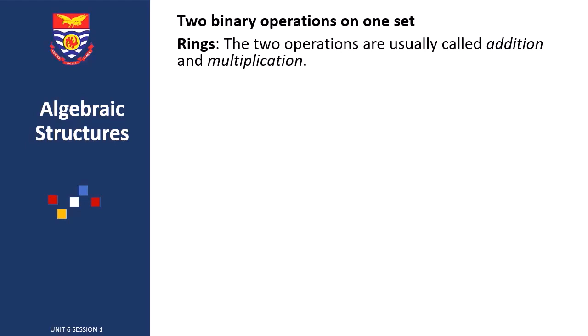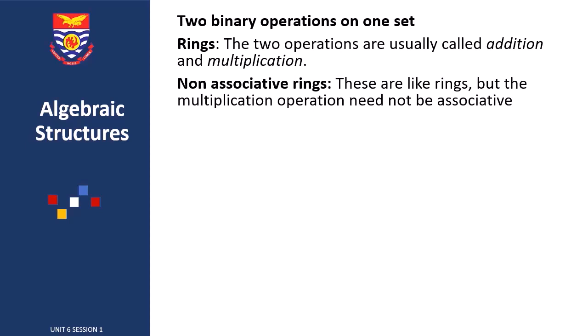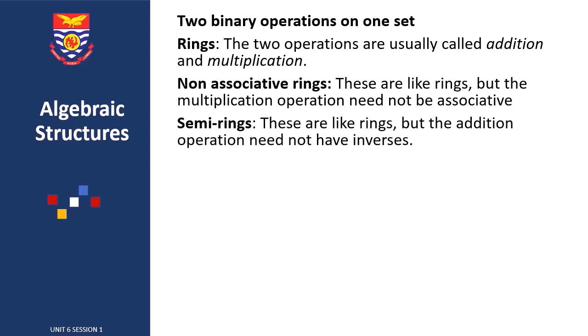They are very interesting. Non-associative rings are like rings, but the multiplication operation need not be associative, so associativity is not defined. The next one is semi-rings. The name implies half rings. These are like rings, but the addition operation will not have inverses. Once the addition operation does not have inverses, then we say that this is a semi-ring.